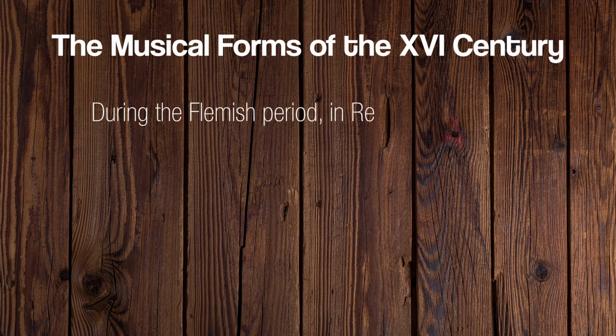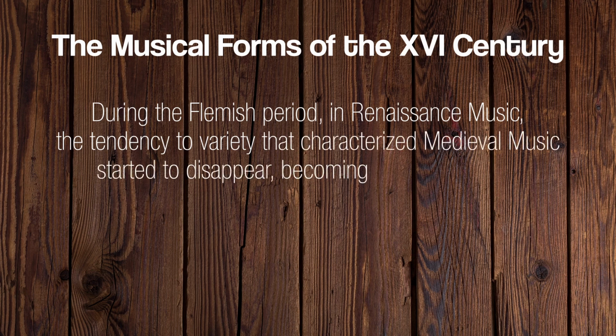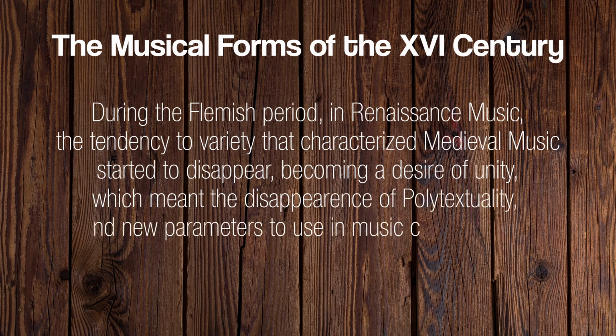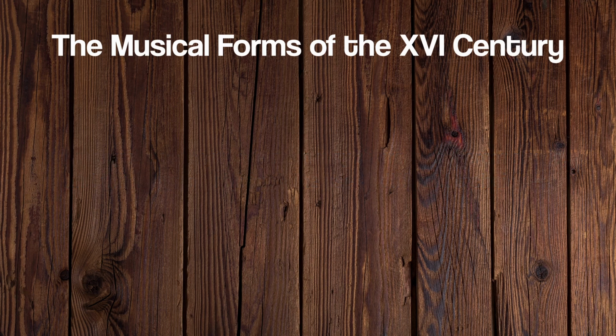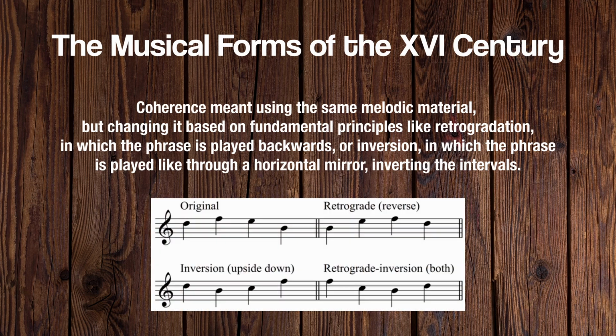During the Flemish period in Renaissance music, the tendency to the variety that characterized medieval music started to disappear, becoming a desire for unity, which meant the disappearance of polytextuality and new parameters to use in music composition. Counterpoint now was the main way to create coherent music, and this happened through the use of different techniques. Coherence meant using the same melodic material, but changing it based on fundamental principles like retrogradation, in which the phrase is played backwards, or inversion, in which the phrase is played as through a horizontal mirror, inverting the intervals.